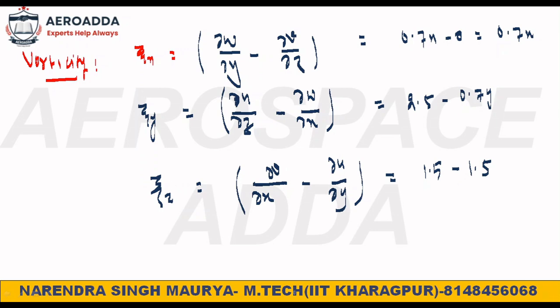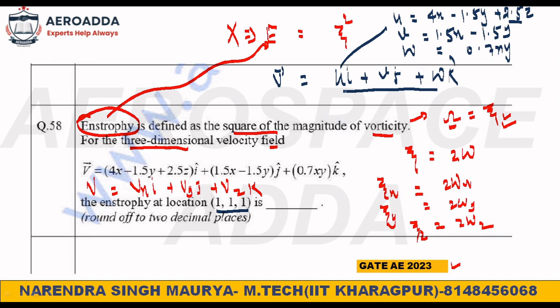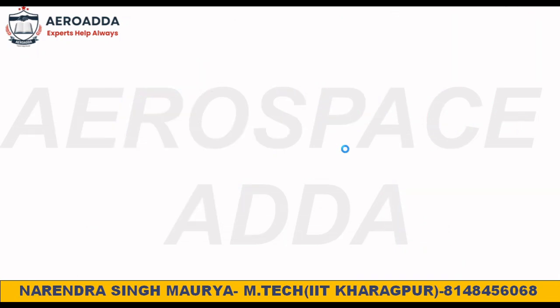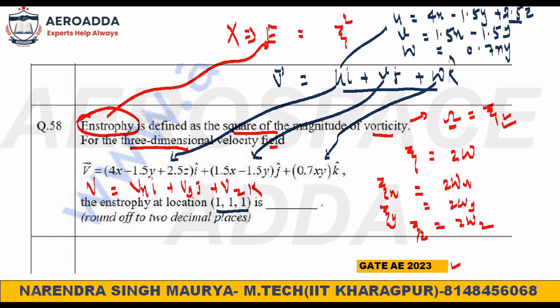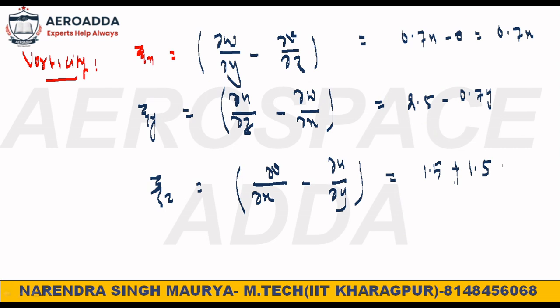This differentiation you understood, because simply the v vector is given as ui plus vj plus wk. So you just compare. i means this value, j means this value, and k means this value. Dou u by dou y is minus 1.5, and the minus in between is separate, so minus already, it will be plus, right? Yes sir. Dou v by dou x is 1.5, and dou u by dou y is minus 1.5, in between minus sign, so it's 3.